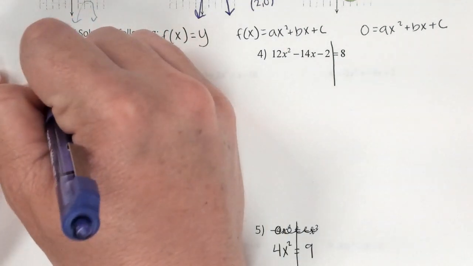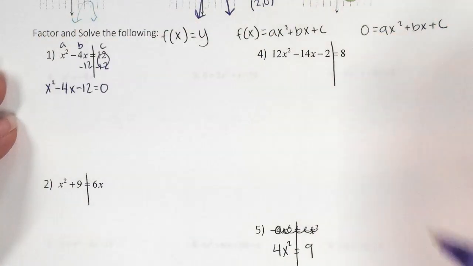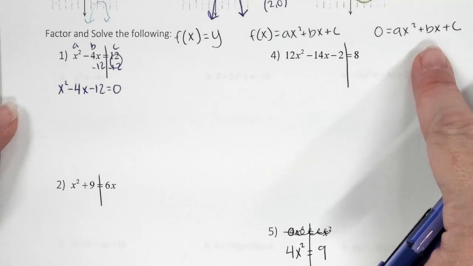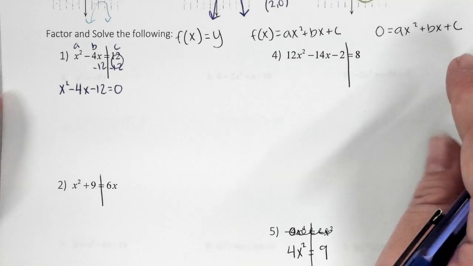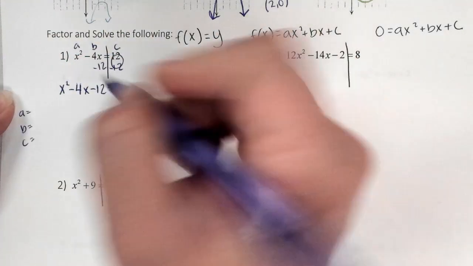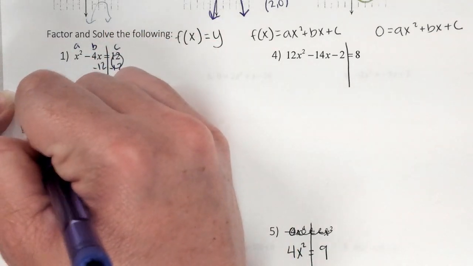Okay, so we get x squared minus 4x minus 12 equals 0. So now I have it set up. Okay, and we're doing zero factor property by factoring. So we're going to factor. So we have A, B, C. A is 1, B is -4, C is -12.